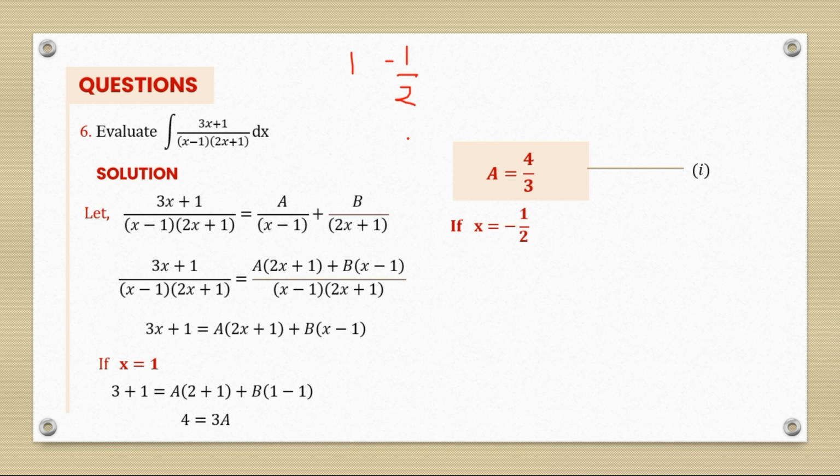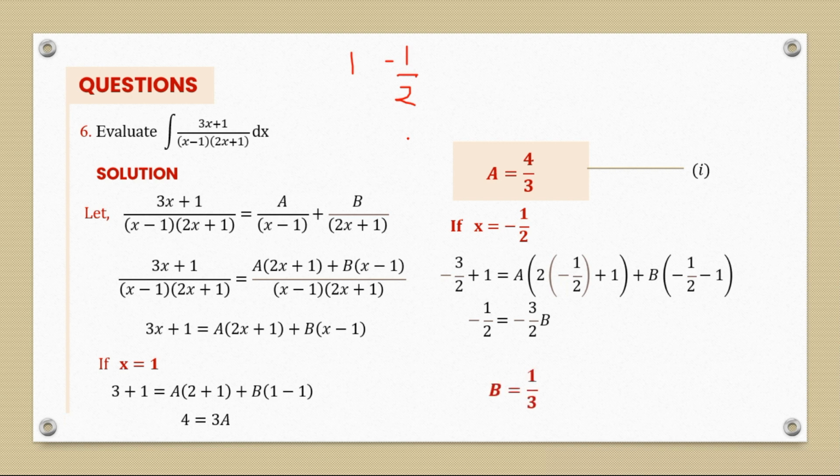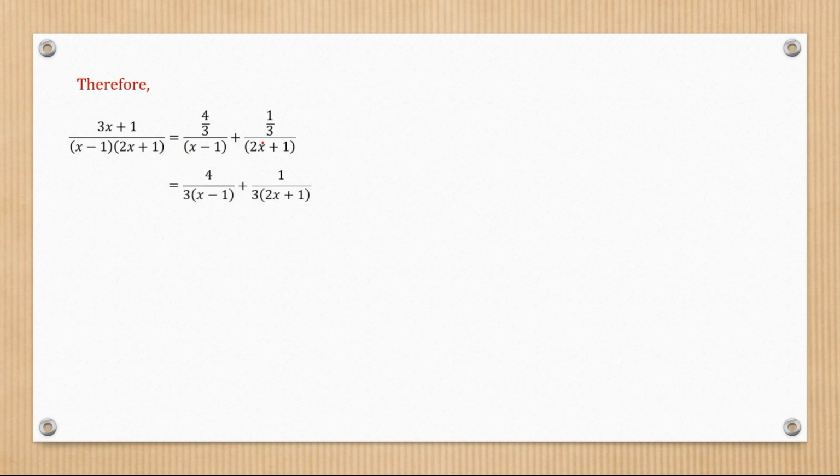And then if we let x be equal to negative a half, we can see that this is what we end up having. So the A values cancel, and we're left with negative a half being equal to negative 3 over 2 B, and then B shall be equal to a third. So therefore, this is how we have our fraction. So now we have (4 over 3) over x minus 1 plus (1 over 3) over 2x plus 1. You can already see that these denominators here go to the general denominator, then they can be expressed that way. So now this is what we have as our partial fraction.